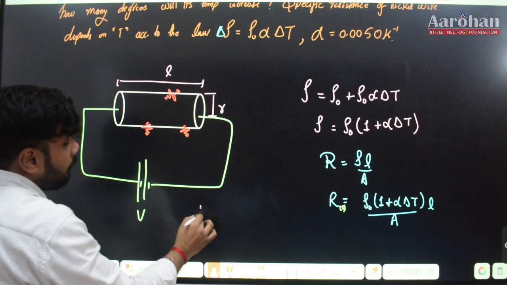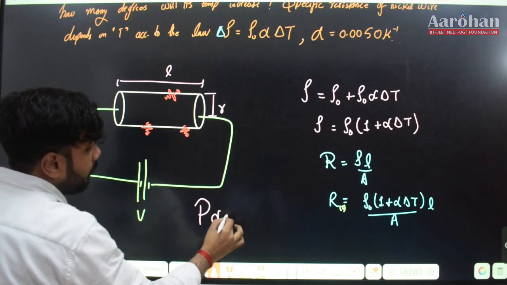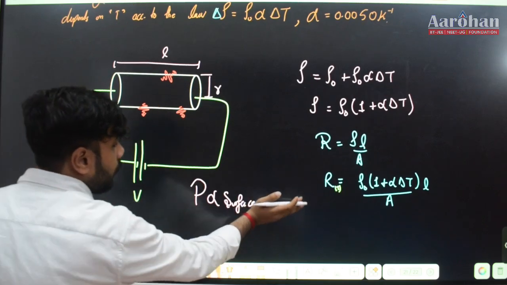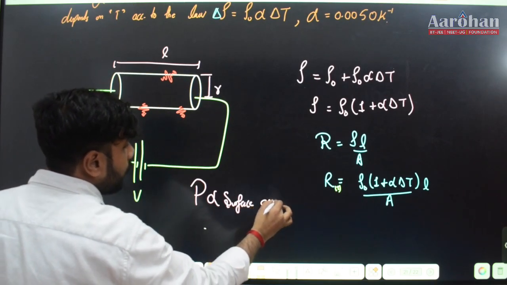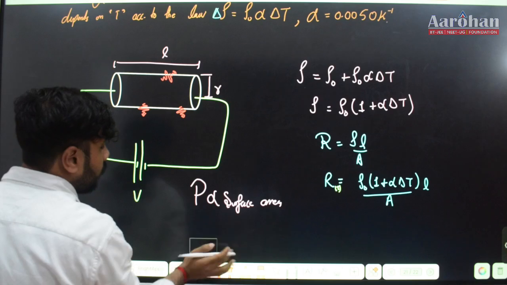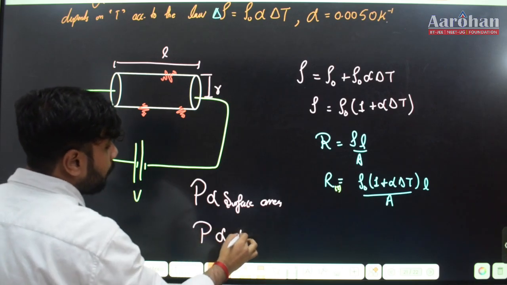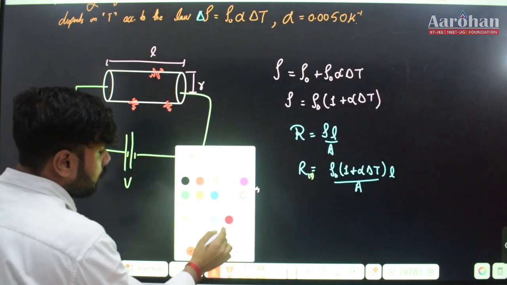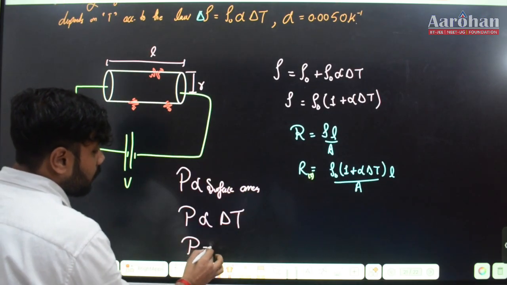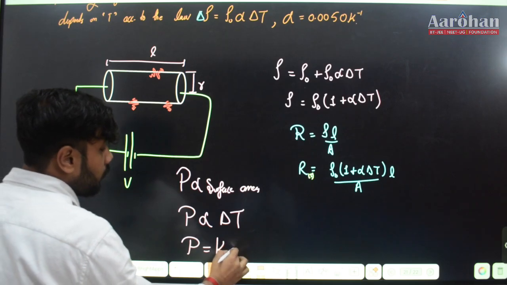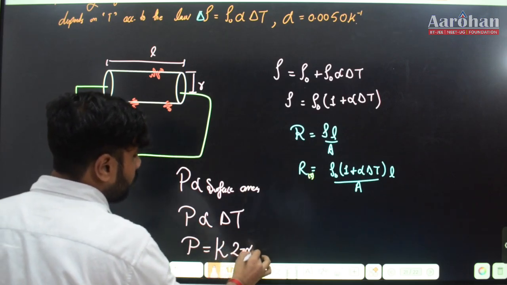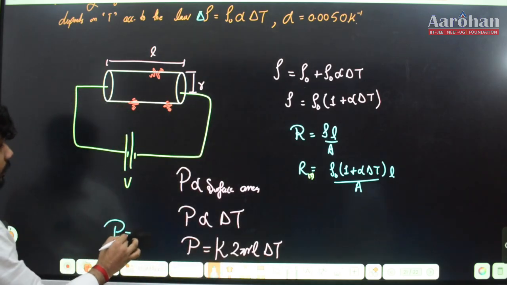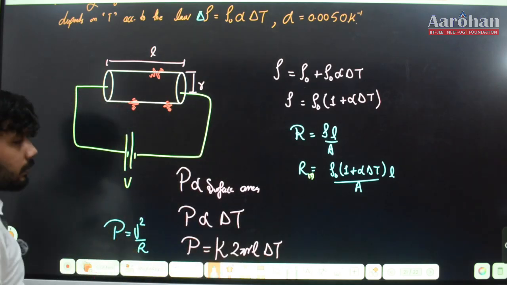Similarly, here we can say the power dissipation is directly proportional to the surface area, right? Similarly, we can say the power dissipation is also directly proportional to the change in temperature. If we combine these two, we'll get some constant. Let's say the constant is K. So the power is K times the surface area, 2 pi R L, times delta T. Also we know power is V square by R.